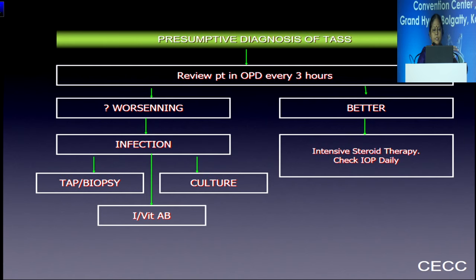If you have the suspicion of TASS or an endophthalmitis, you keep the patient in the OP, use topical antibiotic and steroid. Observe the patient for a period of 3 hours. If you see that he is getting better, you continue treatment with the steroids. Otherwise, it's always better to err on the side of infection and go in for a vitreous tap or biopsy and inject intravitreal antibiotics.